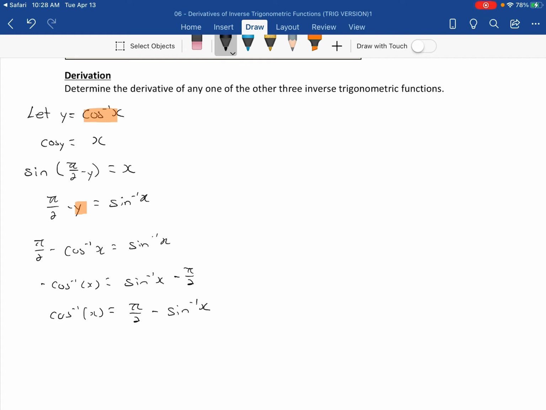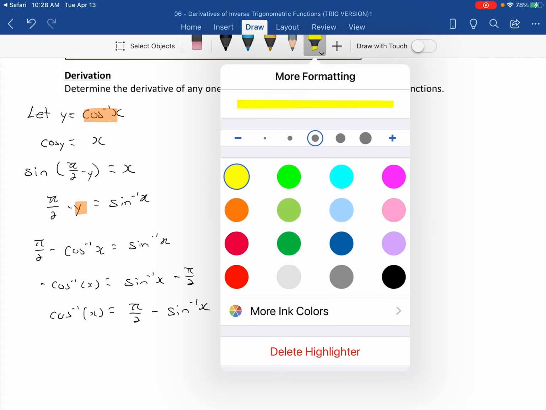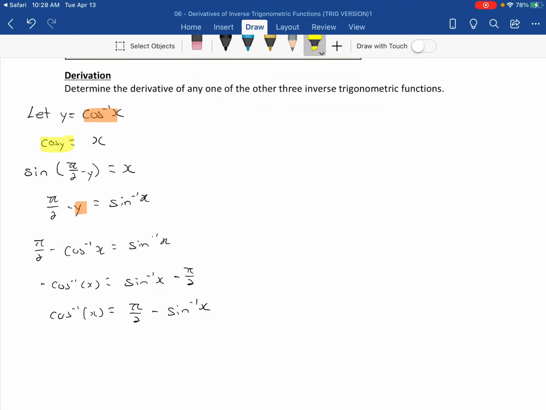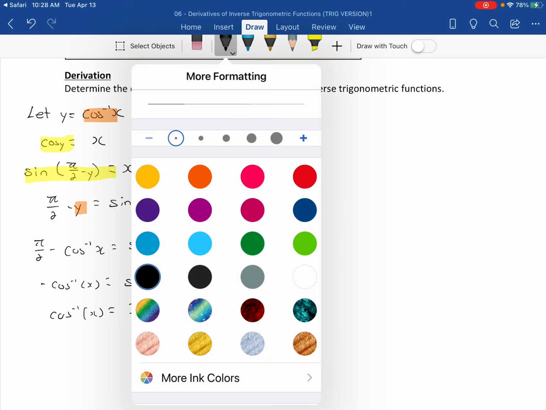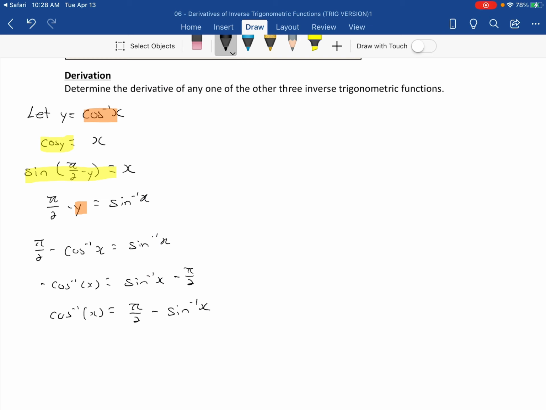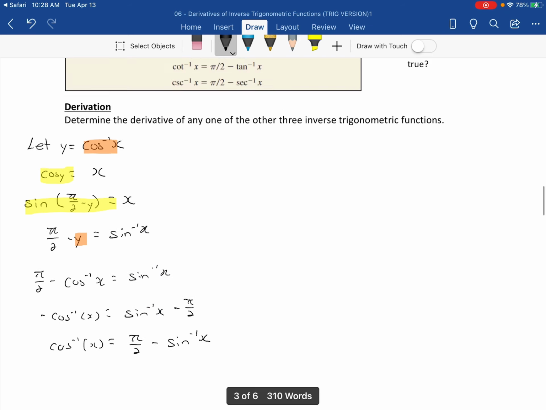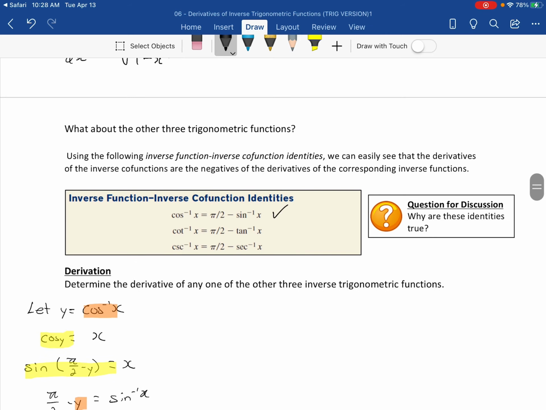So these cofunction identities are a lot like the cofunction identities we had with cos. That is, way back when we first learned about cofunction identities, we found out, oh, cos of y is equal to sine of pi over 2 minus y. And these are analogous to those, except with the inverse functions. That is, cos inverse of x is equal to pi over 2 minus sine inverse of x, and that's the first one on the list there.